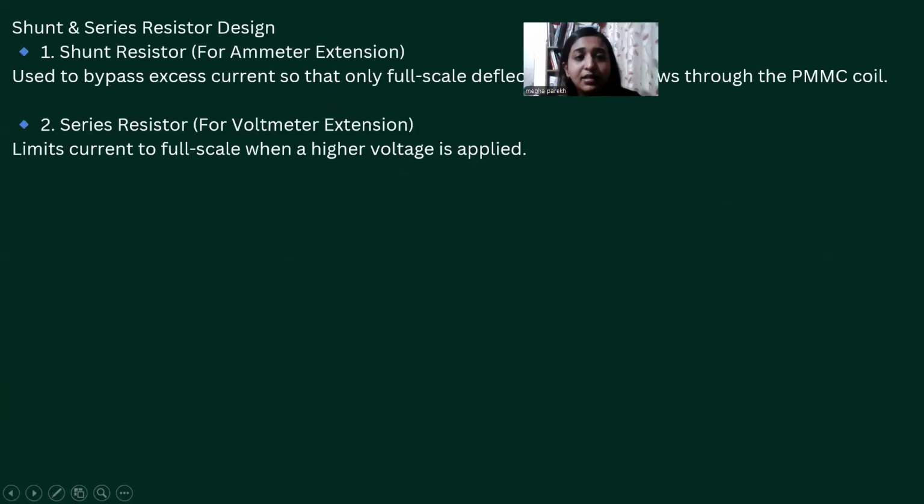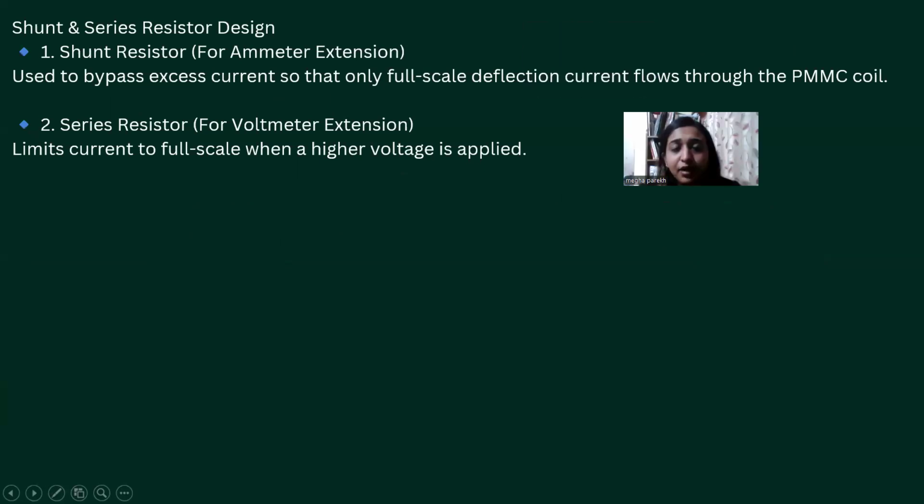So, if we place a shunt resistor for ammeter extension, what it does is it bypasses the excess current so that the full scale deflection current flows through the PMMC coil. And by putting a series resistor for voltmeter extension, what happens is a voltage drop, so due to that it limits the current to full scale when higher voltage is applied.